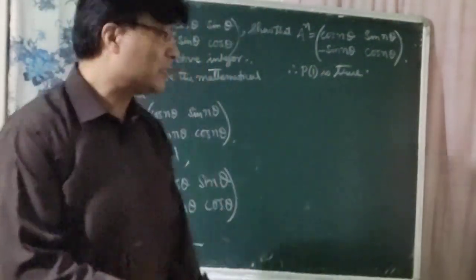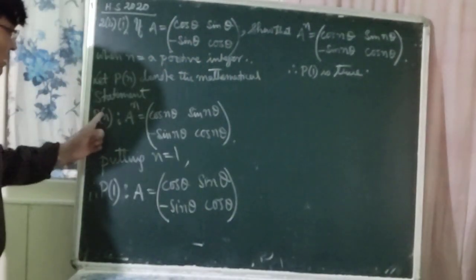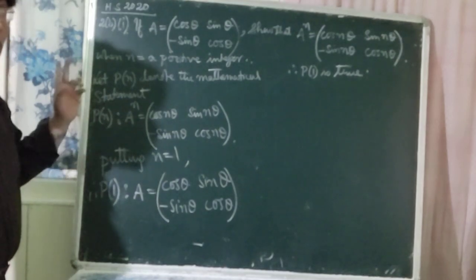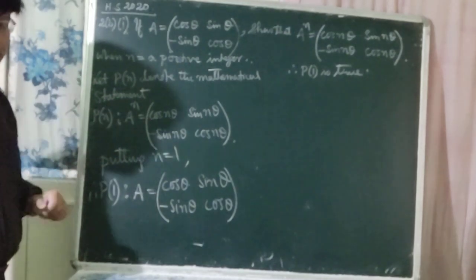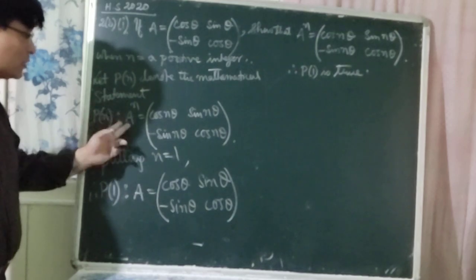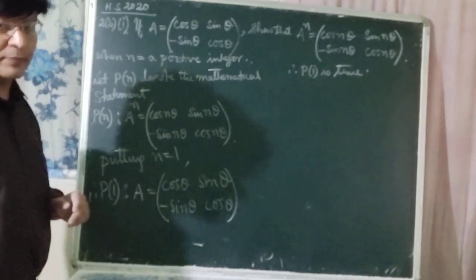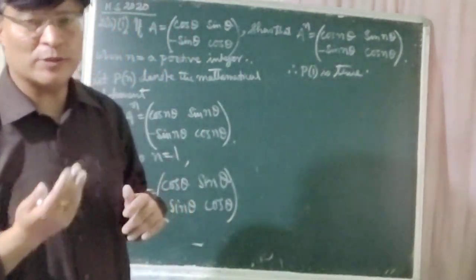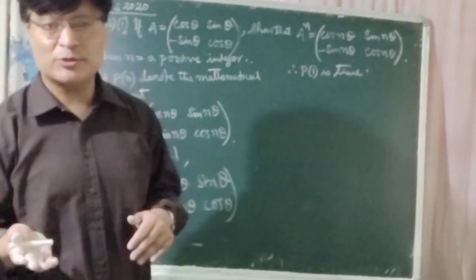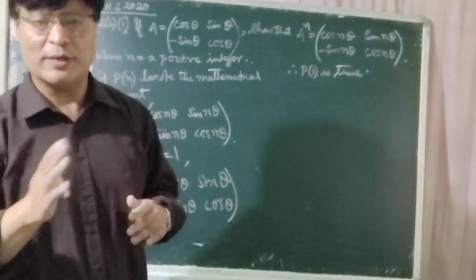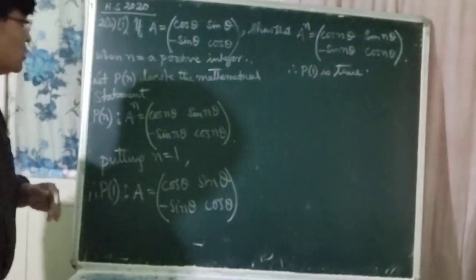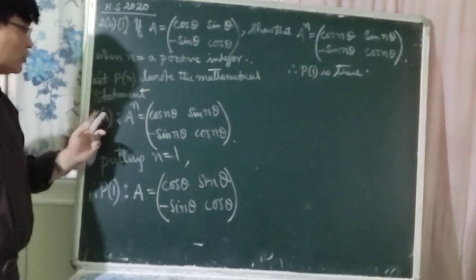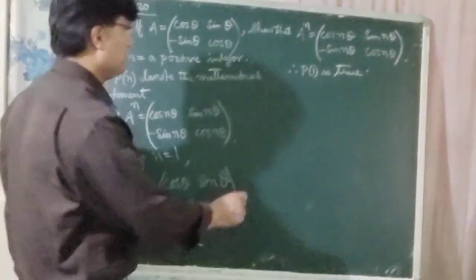So let this P of n be true whenever n is equal to m. We are proving that if P1 is true, then P2 is true. If P2 is true, P3 is true. If P3 is true, P4 is true, and so on. So now we will generalize it. Let us assume that P of n is true whenever n is equal to m.